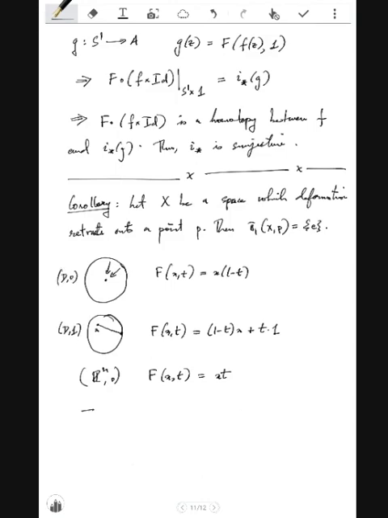So this implies that pi1 of the disk at 0 is equal to pi1 of the disk at 1, is equal to pi1 of Rn at 0. So all these are the trivial group. So let us end here.